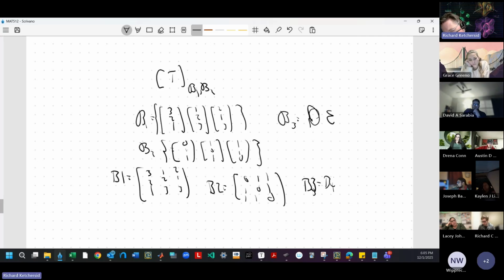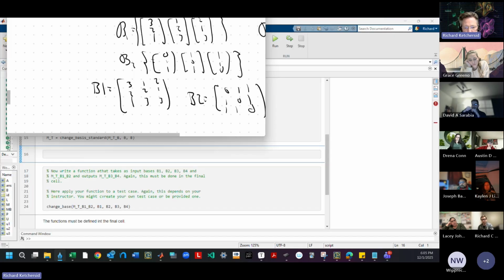The matrix B3 equals the matrix B4. These are just the standard basis, so this will just be I, like that. Okay, so let's do that for our example.